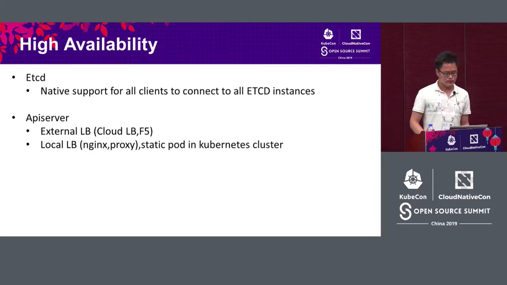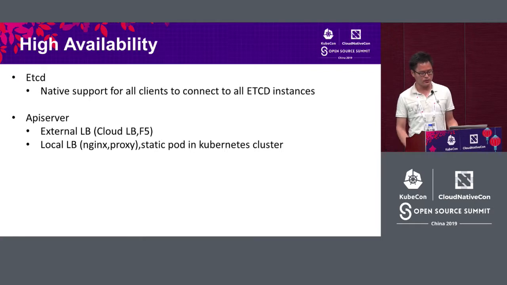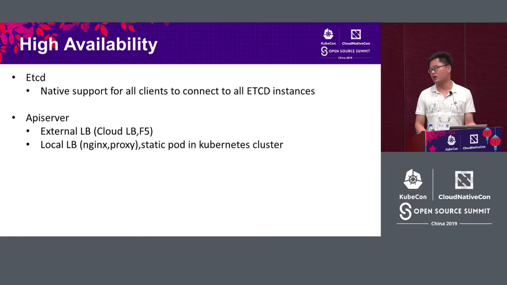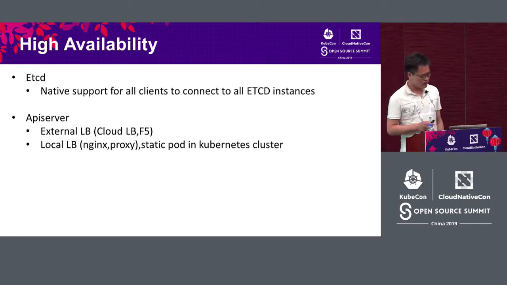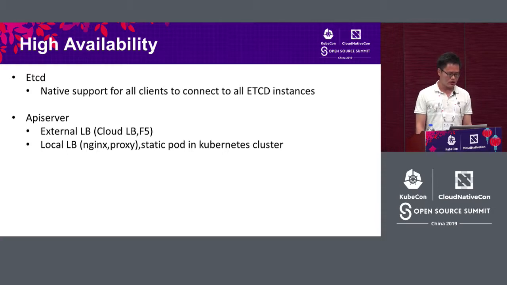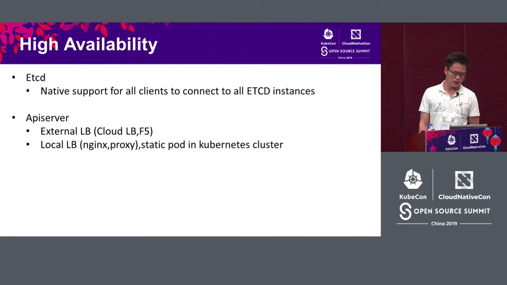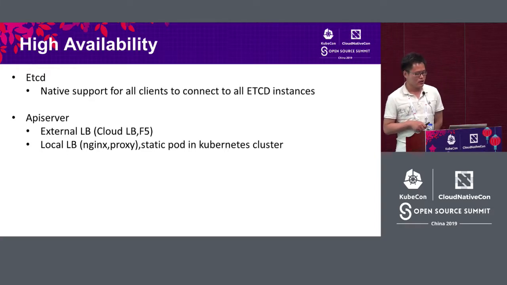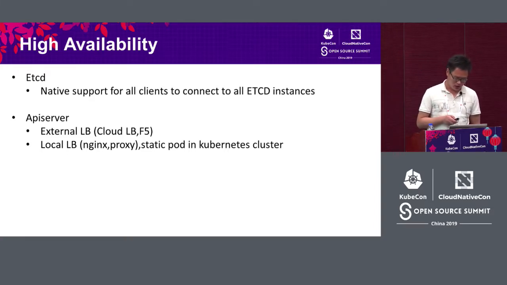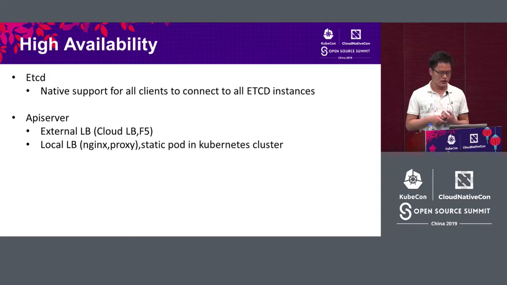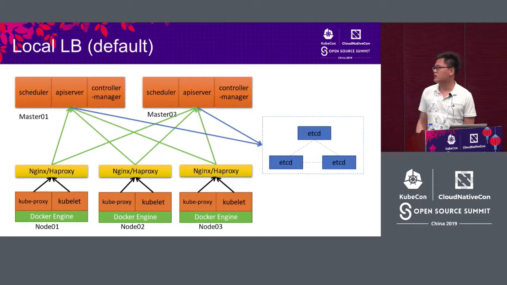Now let's look at HA architecture. For etcd HA architecture, usually if you have three etcd members and two fail, then the entire cluster will fail. And then API server high availability. It supports external LB, for example, cloud LB or F5 LB. Of course, it supports other LBs. I will not go into details. And Kubespray also supports local LB based on NGINX or HAProxy. It can run as a static pod in the Kubernetes cluster.